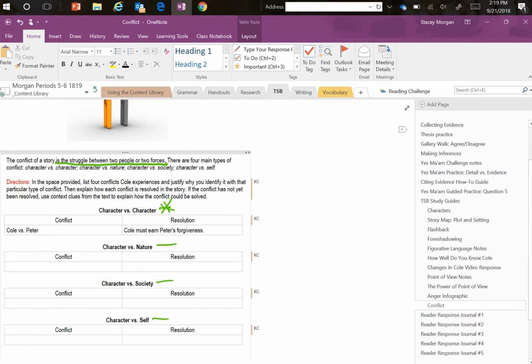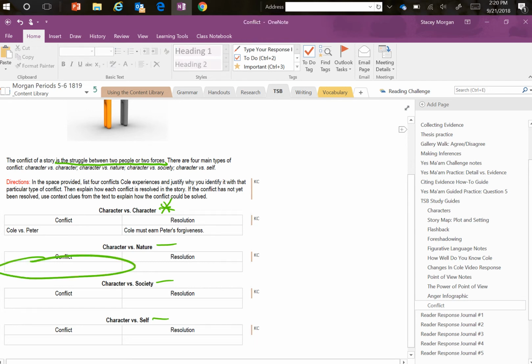The next type of conflict in our book is pretty evident as well. It's character versus nature. And again, there are a ton. Cole fights against tides. Cole fought against the cold and the storm and the lightning strike that toppled the tree on top of him. And obviously there's the biggest character versus nature conflict of them all, Cole versus the bear. So what I want you to do is you can put all of them, one of them, choose the conflict that you want to analyze and insert it into that box.